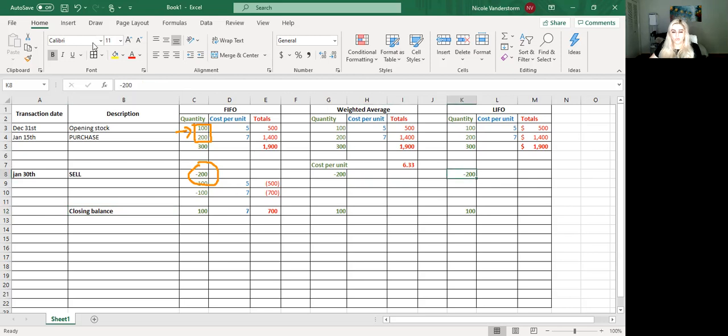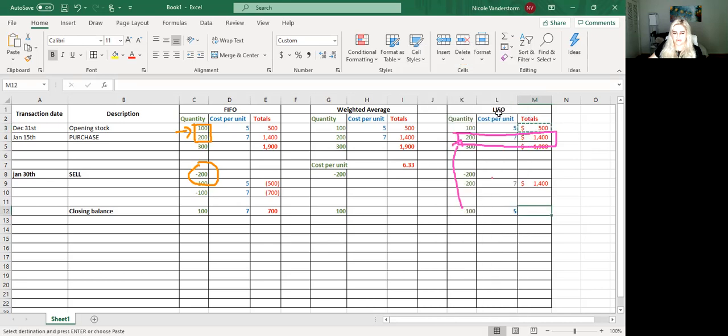Okay. When it comes to LIFO, the assumption is that the last items in are the first items to be sold. So we're talking about this piece over here. What we're saying is that the 200 units that we sold are the last 200 units that we bought. So it's just going to be 200 units at $7. In other words, it's going to be $1,400 that we've sold. Okay, and then our closing balance is going to be 100 units at $5, gives us $500.